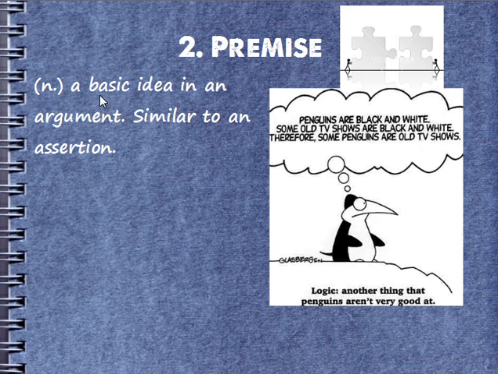So if a premise is a basic idea in an argument, one single idea, like one single puzzle piece, where is a premise in this piece right here? We're going to identify one basic idea. Well, let's start with the first sentence. How about penguins are black and white? That's a premise. It's one basic idea. Now there's another premise in this argument. See if you can find it. It's distinct from penguins are black and white. You find it? Some old TV shows are black and white.